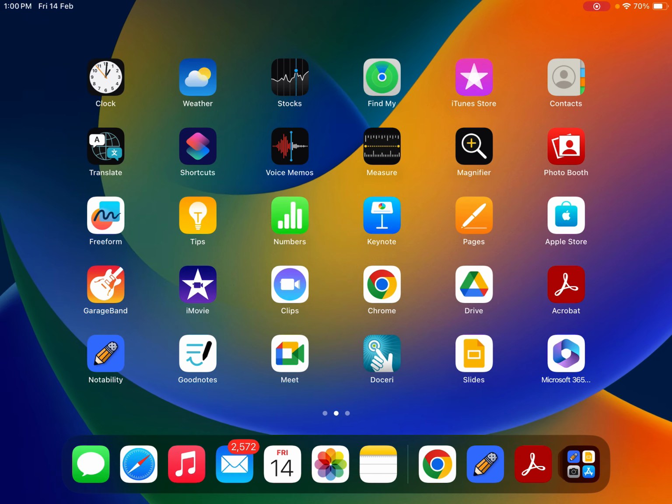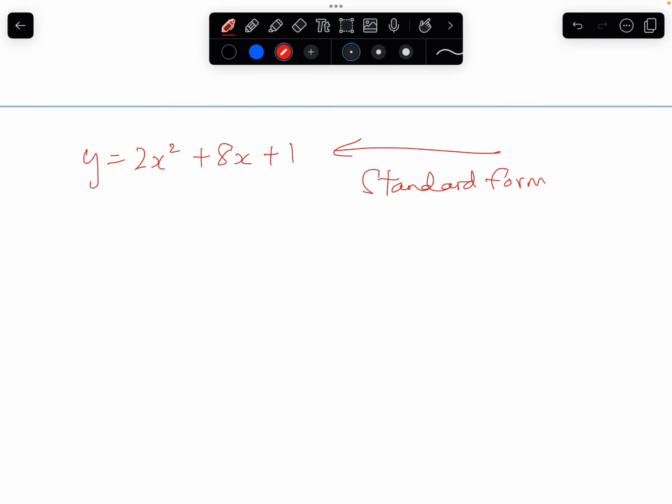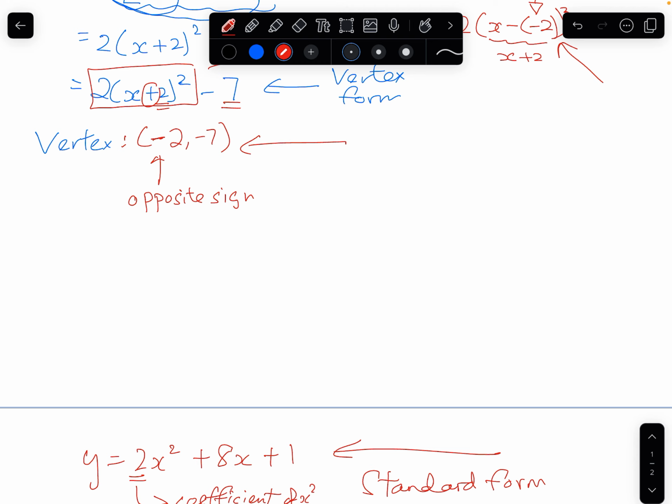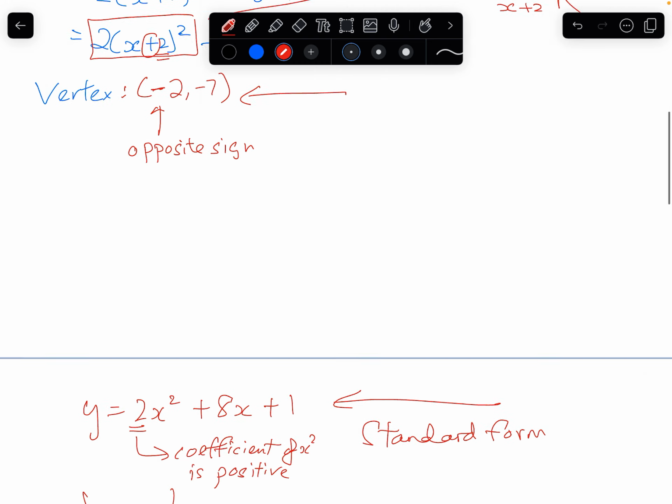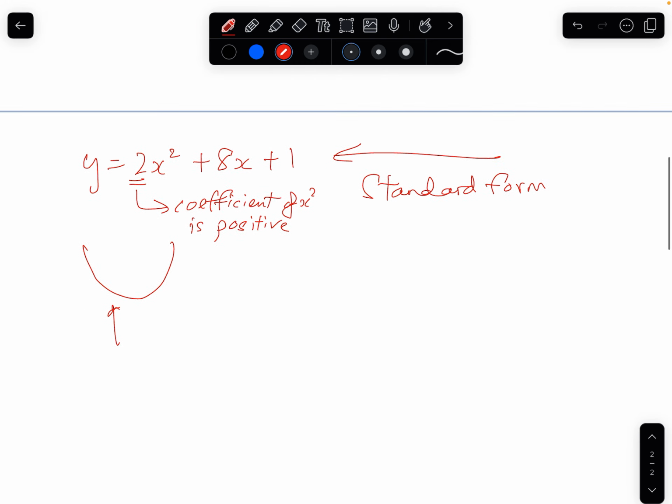So let's get back to some terminology that we need to take note of. We know that the graph is going to look something like that, and the reason for this is because the coefficient of x squared is positive. But it's also important for us to find out where the vertex is. Of course, we know that the vertex is going to be at this point, but I want to show you that we can actually find the vertex in a different way.